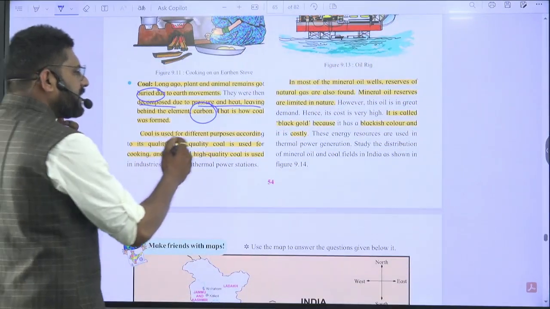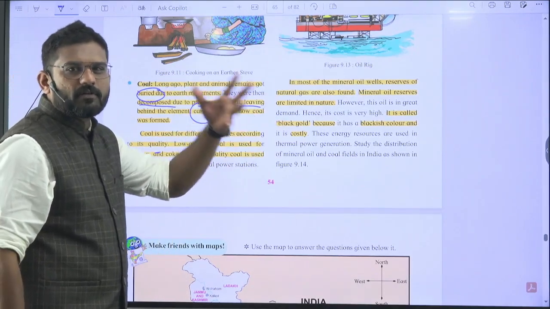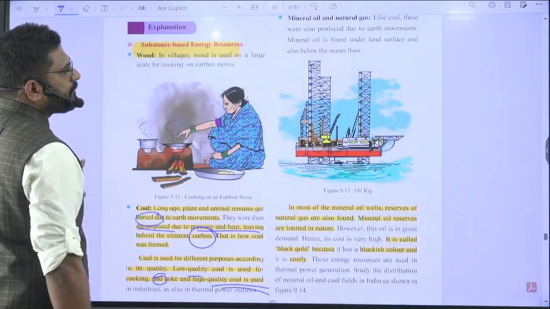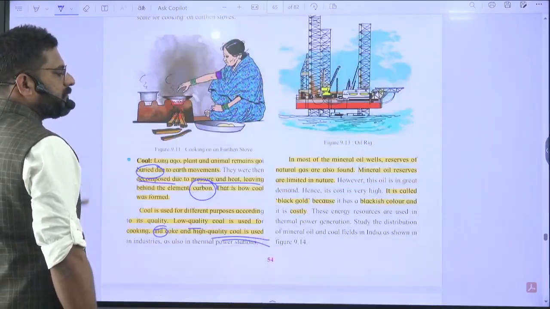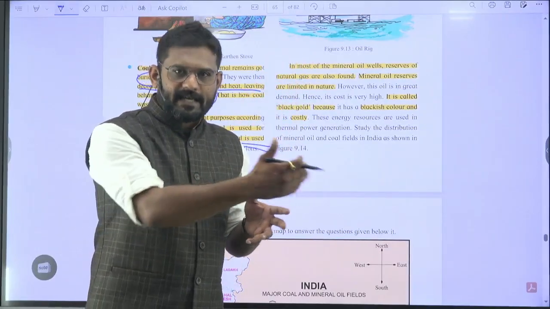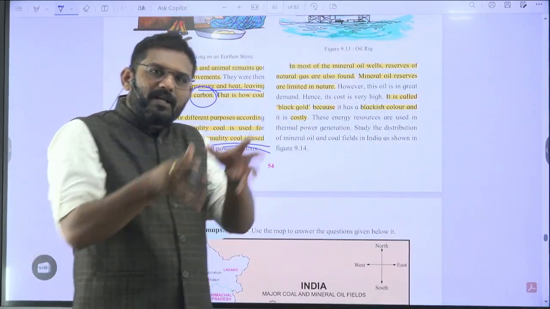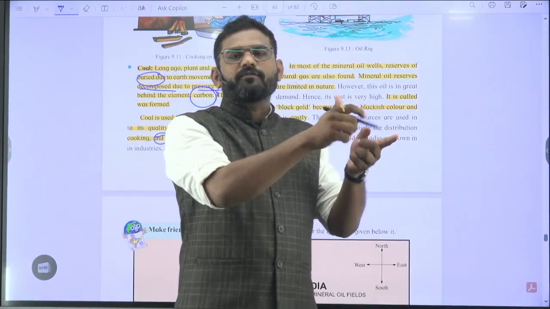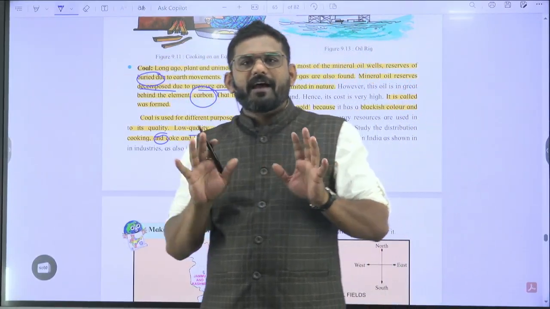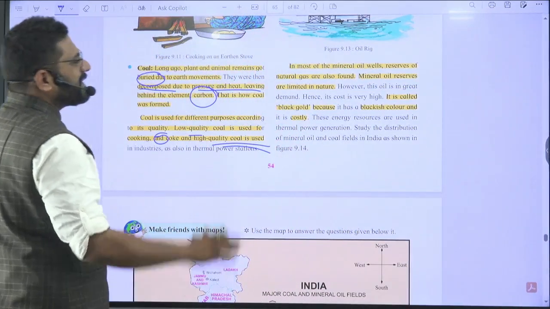So coal is used for different purposes according to the quality. Low quality coal is used for cooking or for general things, but high quality coal is used for making electricity. Previously, what were the uses of coal? In the previous era, we used to use coal to run trains. Now we are burning that coal, creating electricity out of it, and then running those trains. This means eventually we are there only, we have not moved further. The same coal we are using today also. Okay, so it's just a cycle.